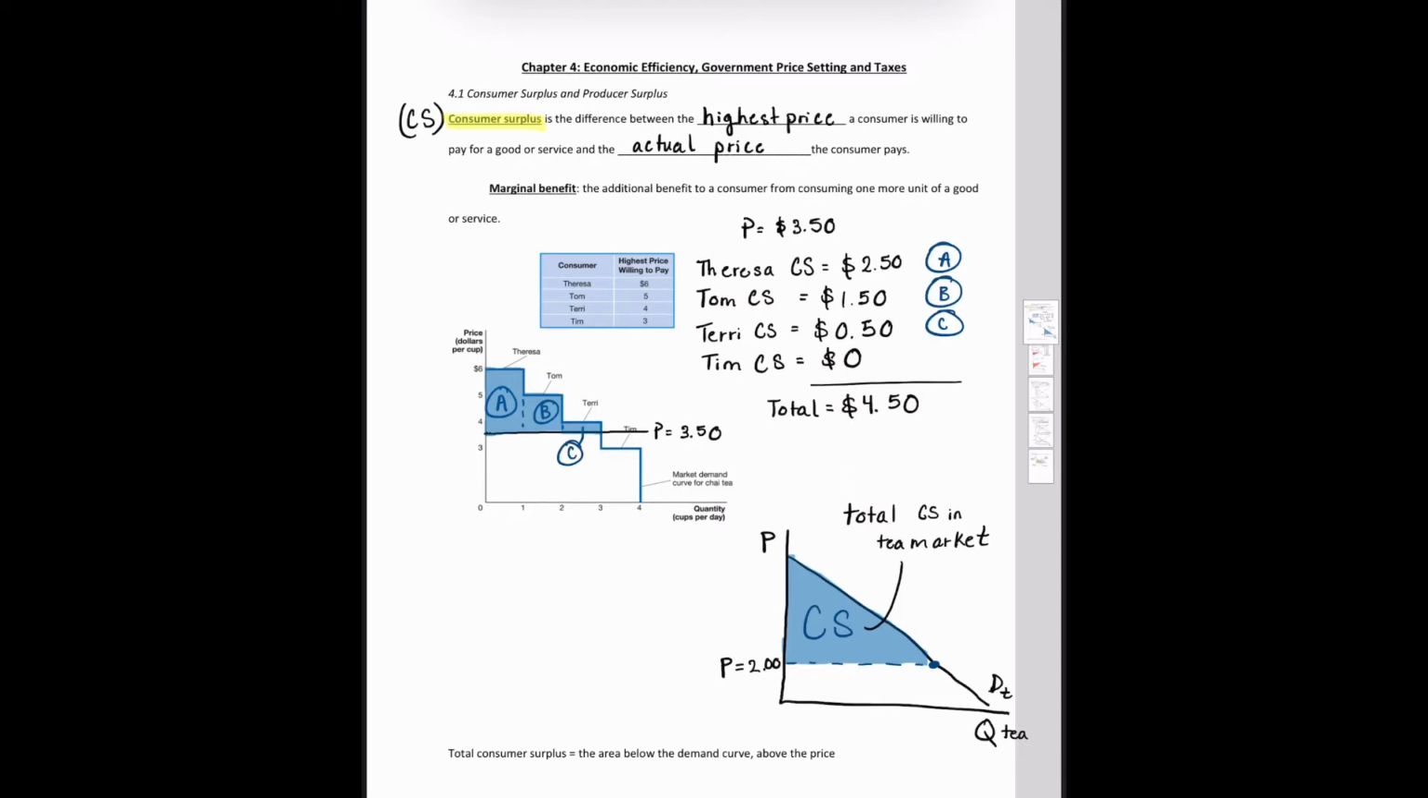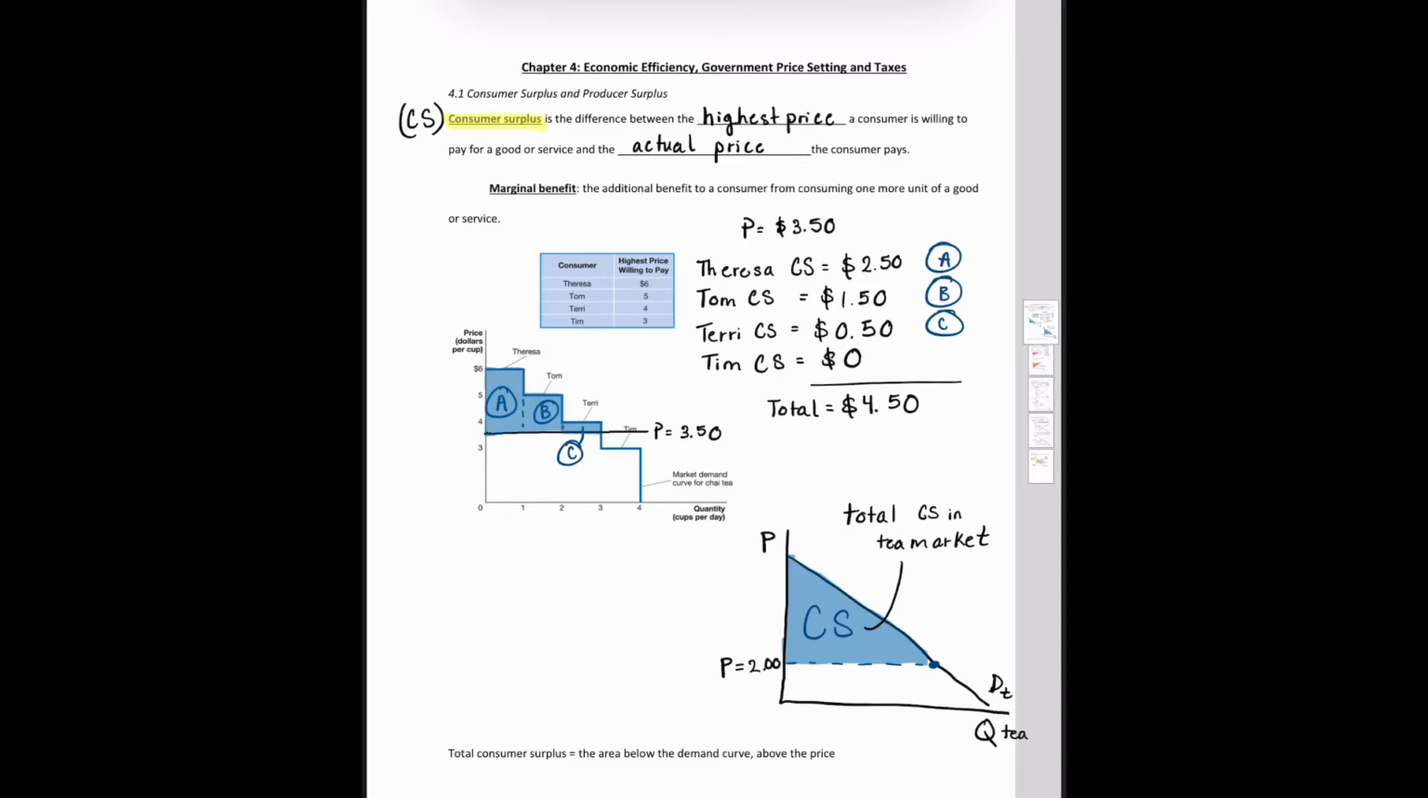So how much benefit do Teresa, Tom, Terry, and Tim collectively receive from this market? What this depends on is the price and their marginal benefit. Marginal benefit is the additional benefit to a consumer from consuming one more unit of a good or service. So if the price is low, obviously many consumers are going to benefit. If the price is high, there's not as many consumers who will benefit, if any, for that matter.